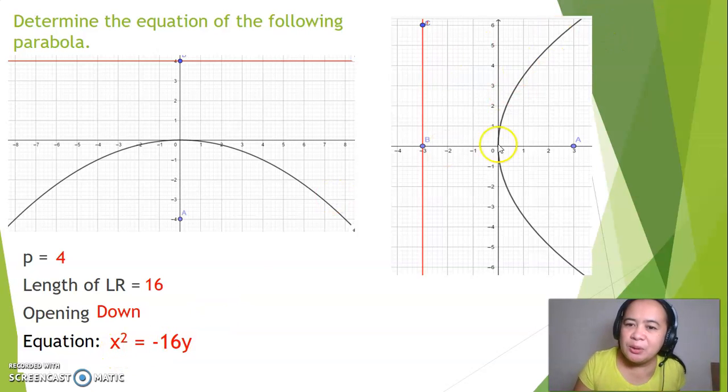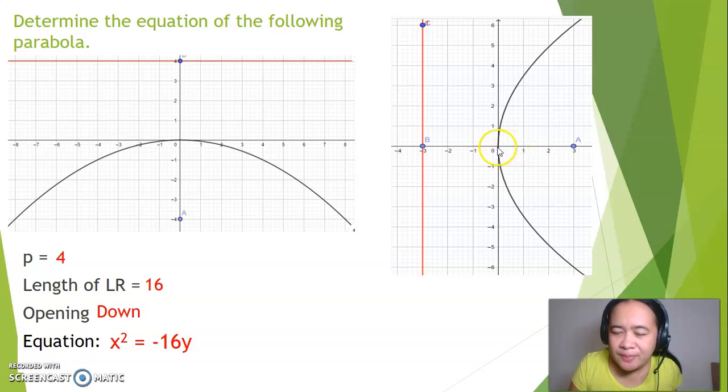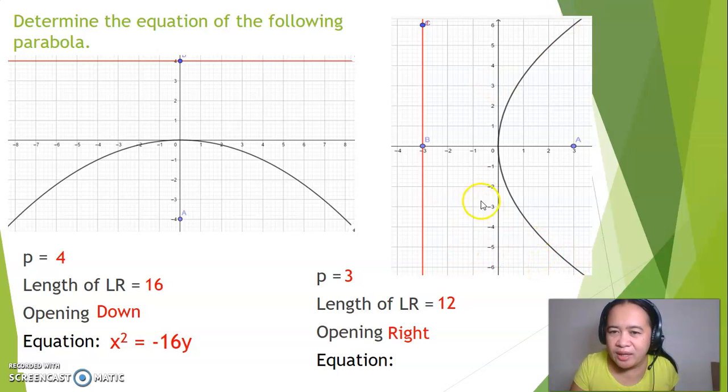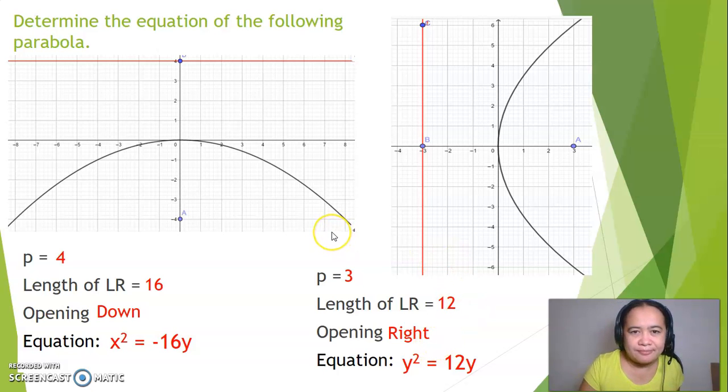Another example. Now, at this point, it opens to the right. So, from the vertex going to the focus, it is 3. So, therefore, p is 3. So, times 4 to get the length of the latus rectum. So, therefore, it's 12. It opens to the right. So, with this, y is squared and 4p is positive. So, y squared equals 12x.